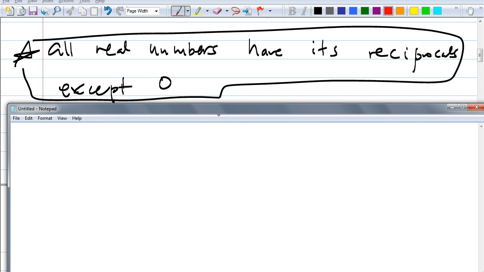Because does 0 have a reciprocal? In other words, can you multiply 0 times something so that it equals 1? Is that possible? No, remember there's a property, right? When you multiply anything by 0, you always get 0. So there is no way by multiplying 0 times something that you get 1, correct? So now the statement is true. Does that make sense? So all real numbers have reciprocals except 0. 0 doesn't have any reciprocal.